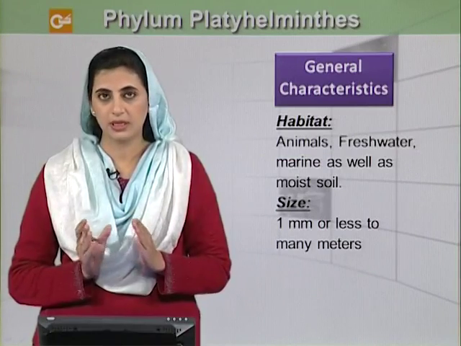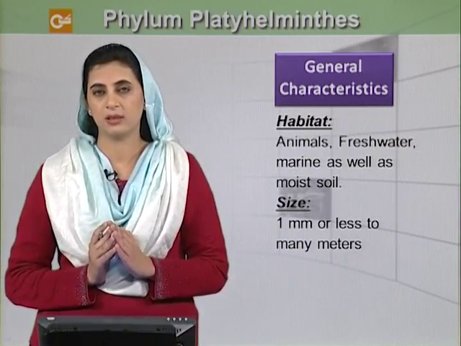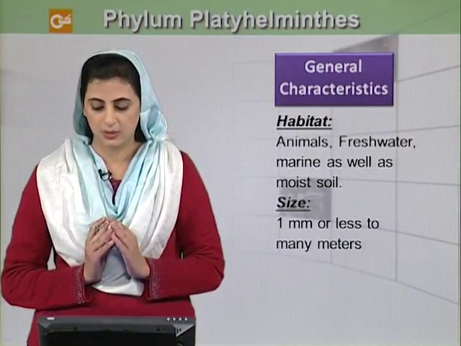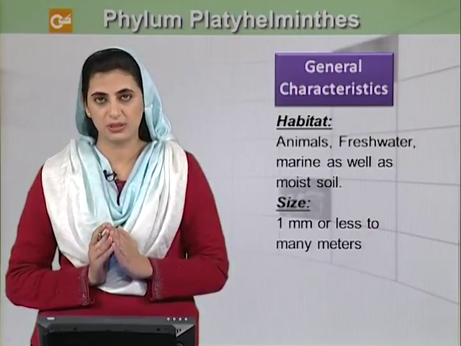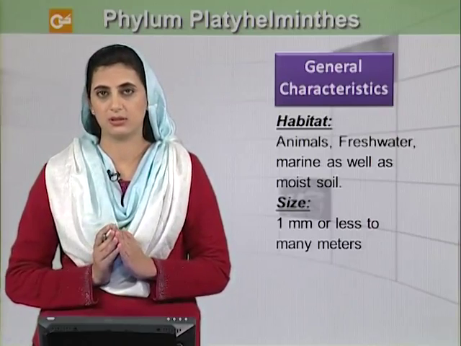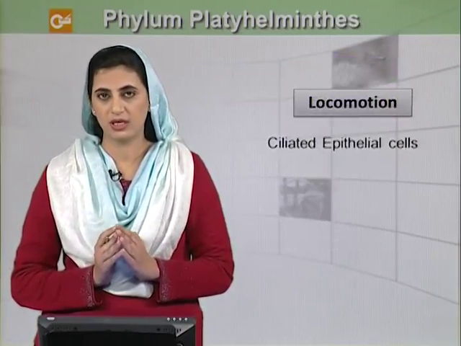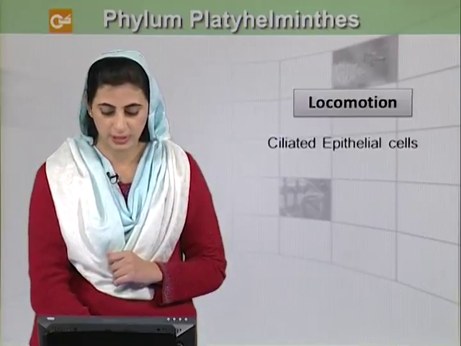And about their habitat, they are freshwater, marine, or they may be parasites on different animals. And they also live in moist soil. About their size, they are 1 millimeter or less to many meters in length. And they move with the help of ciliated epithelial cells present in their body.